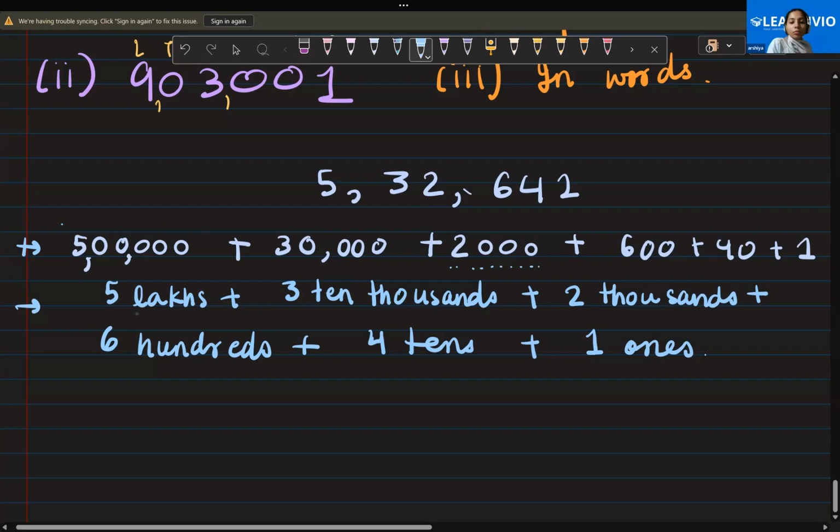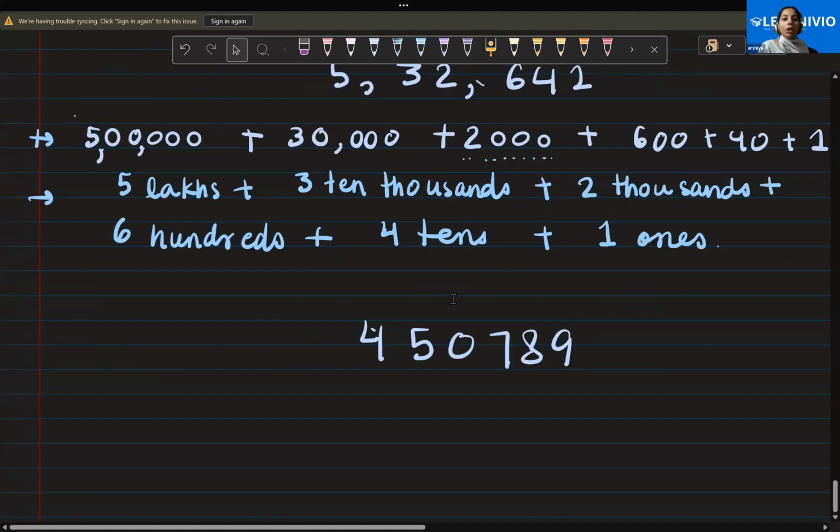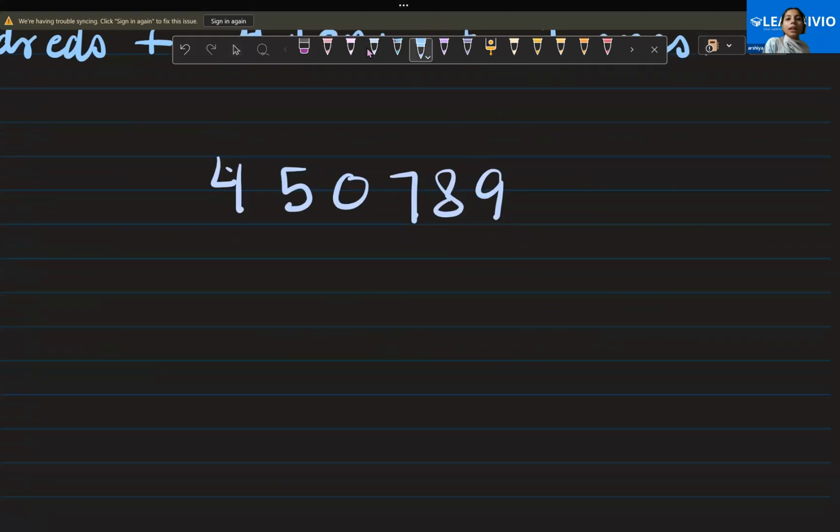Done, ma'am. Now we have one more number. Can you tell me the expanded form? I'm putting the commas for you. First, tell me, how will you pronounce this number? How will you read this number? 4,50,789. Correct. Now tell me, how will you write this in expanded form?